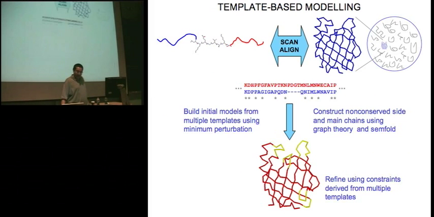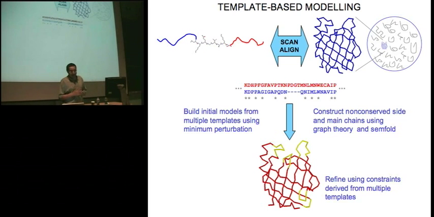Template-based modeling, I want to say a little bit about it. I'm skipping the method because it requires a lot of knowledge about how we do the simulations. The template-based method is taking a protein and comparing it to the database of known structures, about 45,000 known structures that have been solved by X-ray diffraction or crystallography, and we want to use that knowledge.